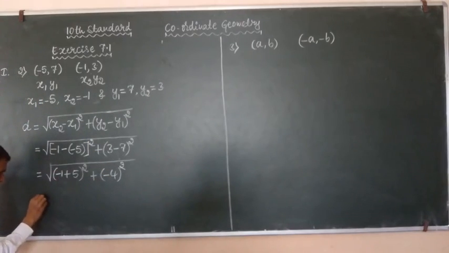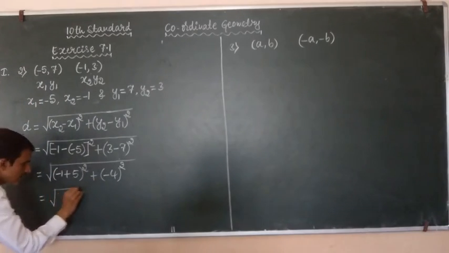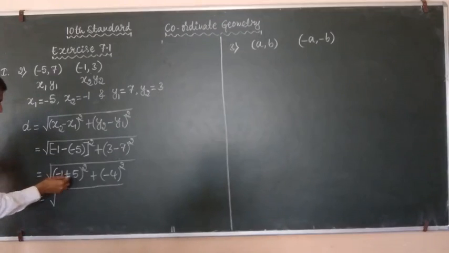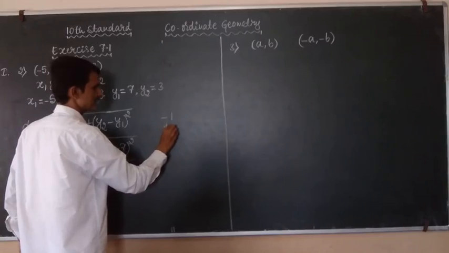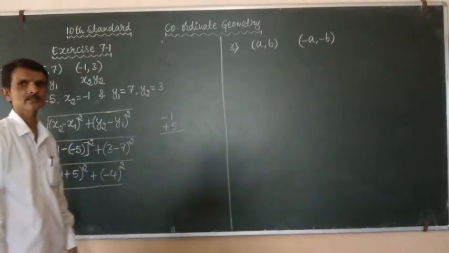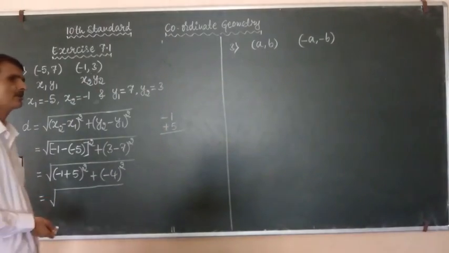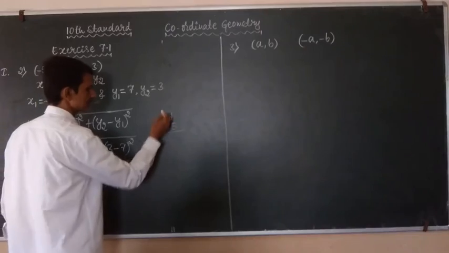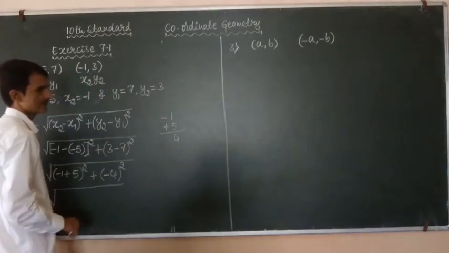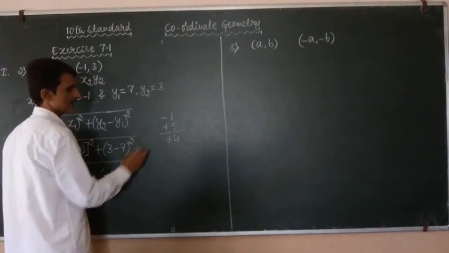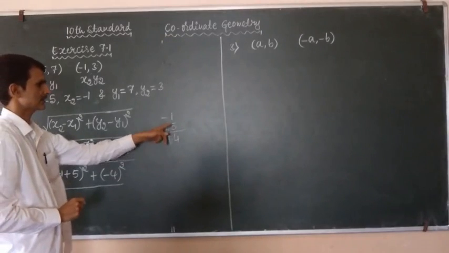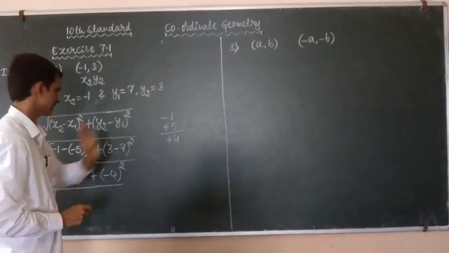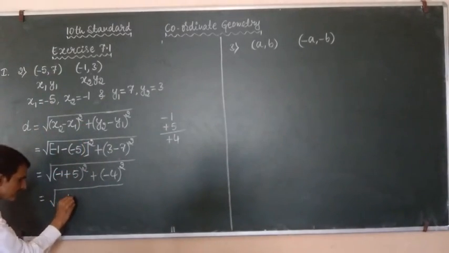So now in the next step, root of, observe here, minus 1 plus 5. Subtracting and adding on the number line, you have already studied. So the answer will be 4. It will be plus 4. If we subtract 1 from 5 we get 4. The larger number is plus 5, so we write the plus sign. So the answer is 4.